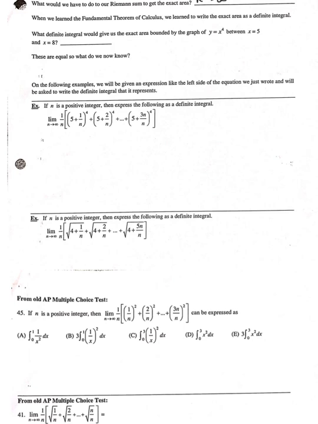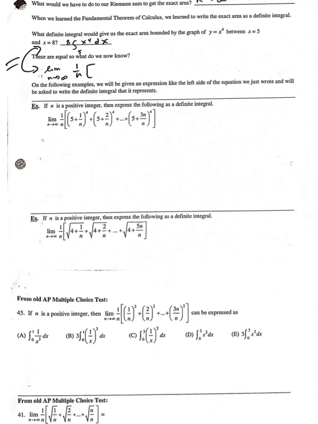Okay, so when we learned the fundamental theorem of calculus, we learned to write the exact area as a definite integral. So what definite integral would give us the exact area bounded by this graph? That would be the integral from 5 to 8 of x to the 4th dx. Now, if I take the limit as n goes to infinity, this is equal to this. These are equal because I'm taking away the estimation error.